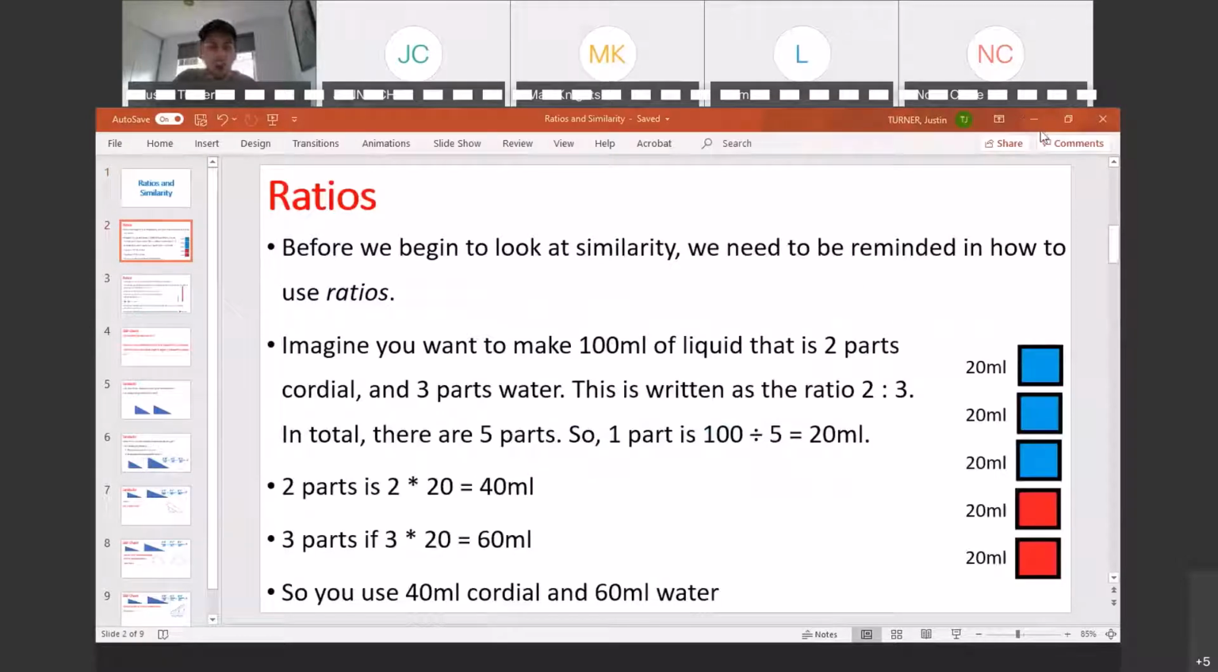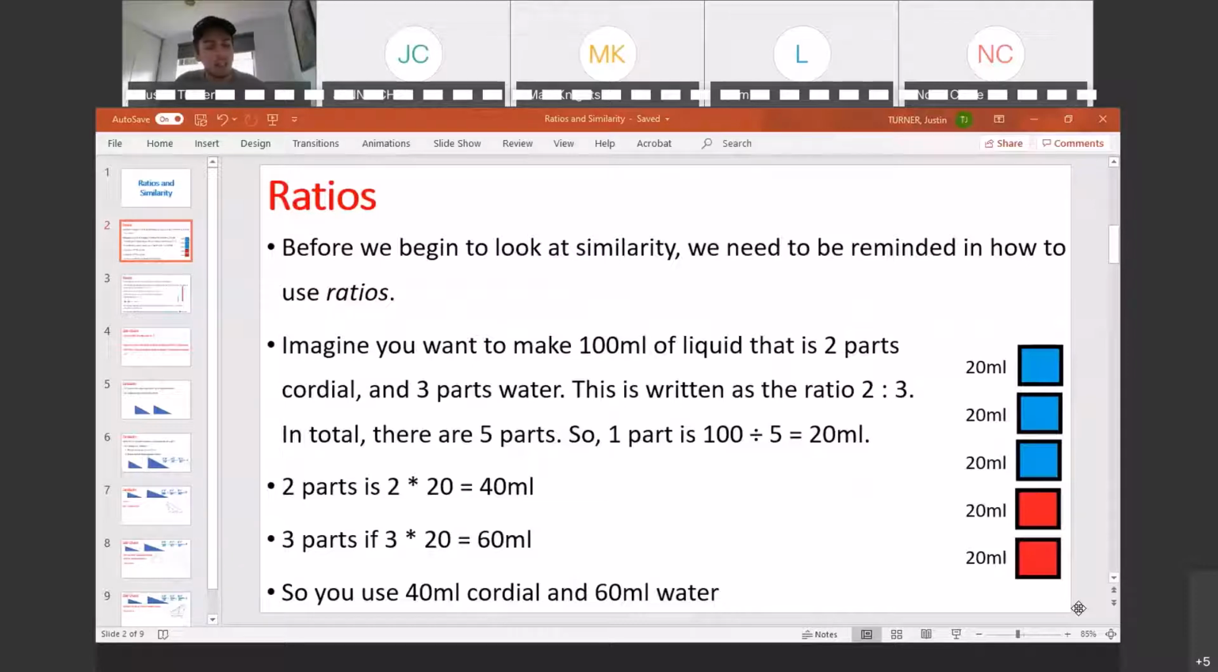In order to understand similarity, we do need to first look at ratios. And as I said, I think you all will have seen ratios before, but we're just going to do a bit of a refresher. So what I often like to do in maths is take a mathematical idea and try to imagine it in a real life scenario that is familiar to me, because it makes it a lot easier for me to understand. So that's what I'm trying to do here.